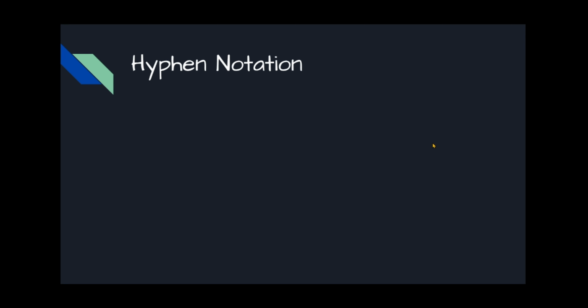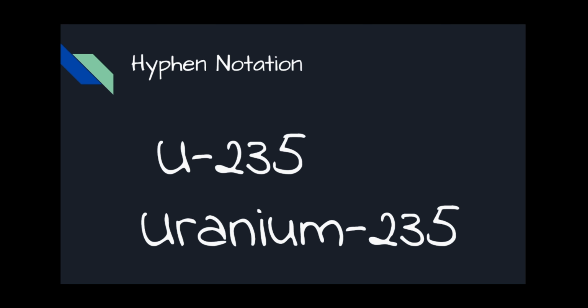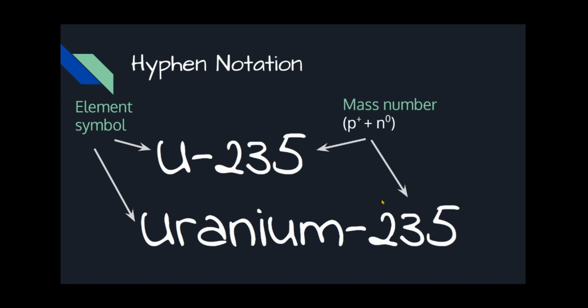The next type of notation is what we call hyphen notation. This one isn't as popular because it doesn't give as much information as the nuclear symbol does. So here's some examples of hyphen notation. Again, we're dealing with uranium, so we have U-235 or uranium-235. Obviously, this is our element symbol right here, this U, and then we substitute it. Sometimes you'll see it with the name fully written out, sometimes just with the symbol. So again, this is uranium, capital U, or we can write out the full name of the element. This number over here, 235, is our mass number, which is again protons plus neutrons.